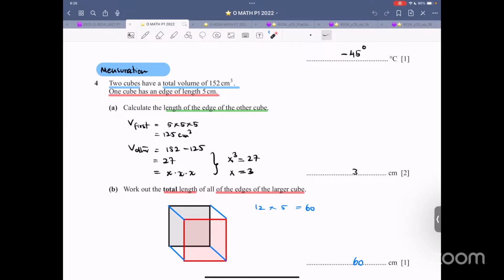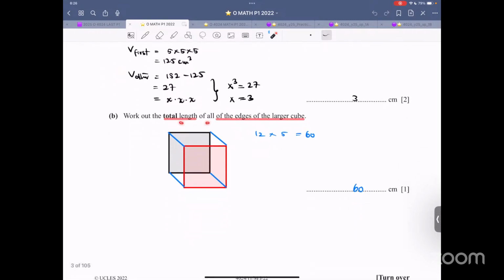It says two cubes have a total volume of 152 centimeter cube. One cube has an edge of length 5 centimeter. Calculate the length of the other cube. Edge, length of the edge, not ledge, length of the edge. So first volume is 125, 152 minus 125 is 27. That is x into x into x. Therefore, the length of the other cube is 3.